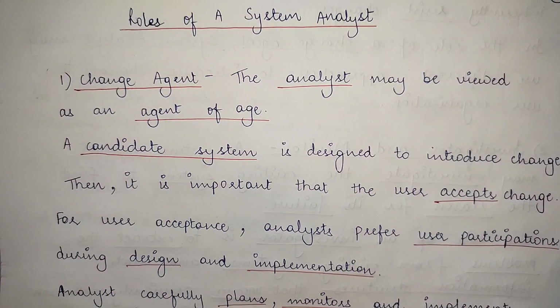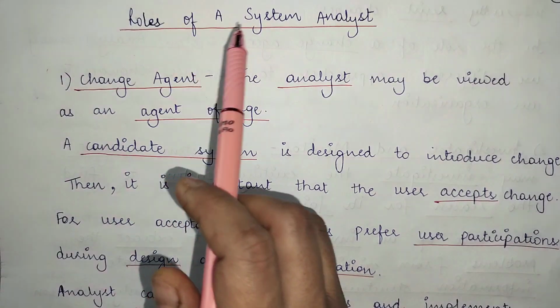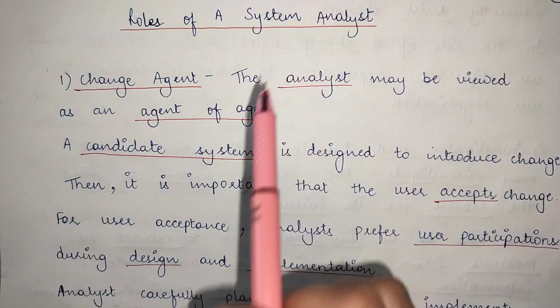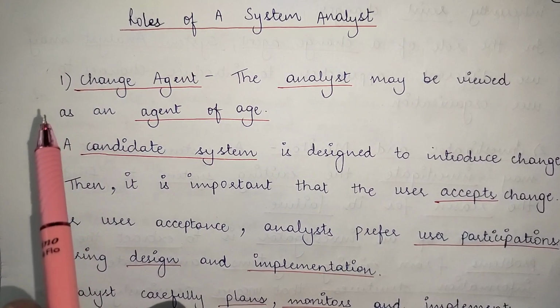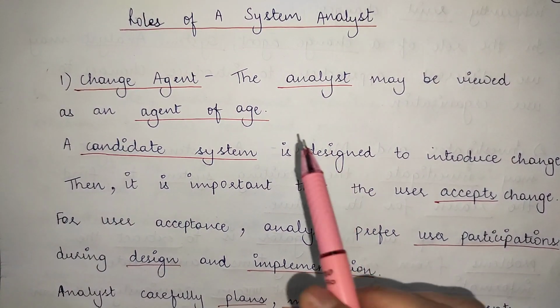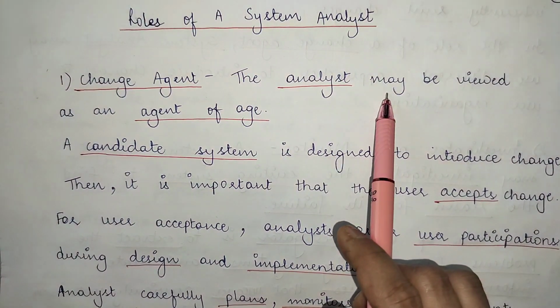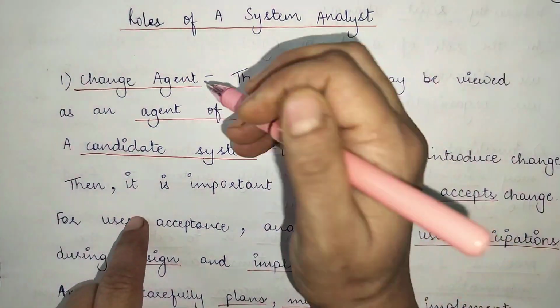Hi everyone. Today we are going to see what are the different roles of a system analyst in an organization or a business for which he or she works. The first role of a system analyst is that of a change agent. The analyst may be viewed as an agent of change.